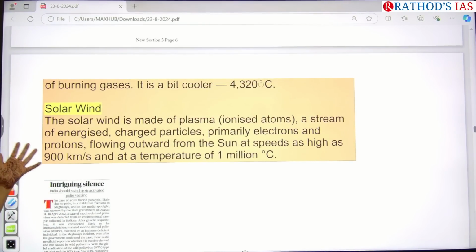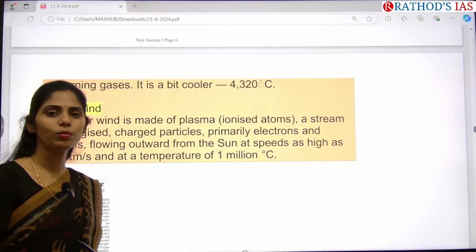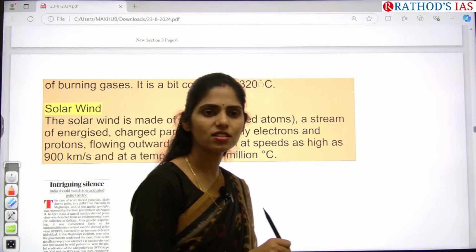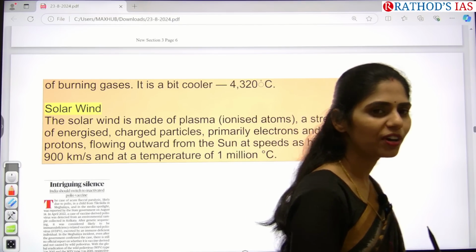And what is the solar wind? Why do we get solar winds and solar flares? Come on, recall geography.